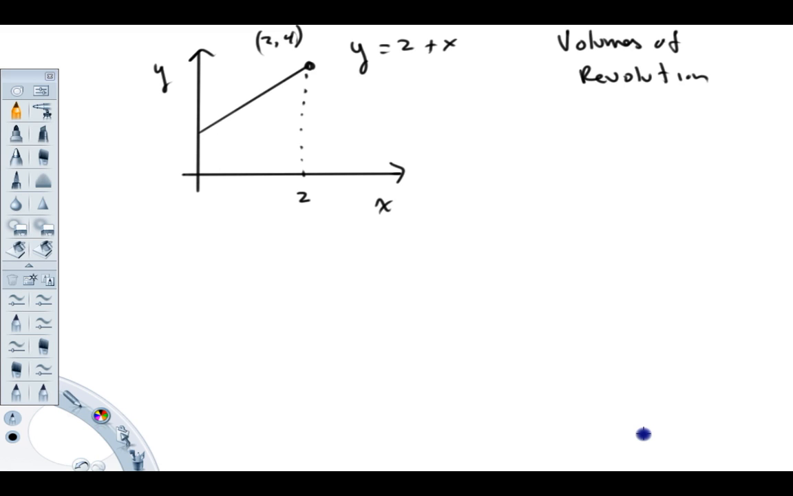Hi folks, welcome back to Math with Captain Rod. The purpose of this video here is to discuss what are called volumes of revolution. We're going to talk about what they are and second, how they're calculated.